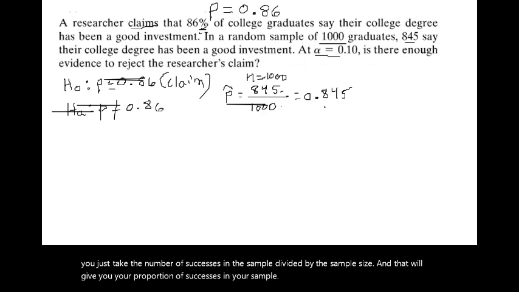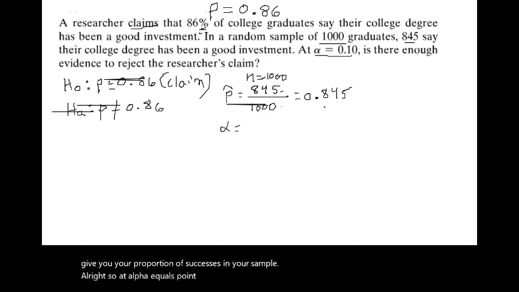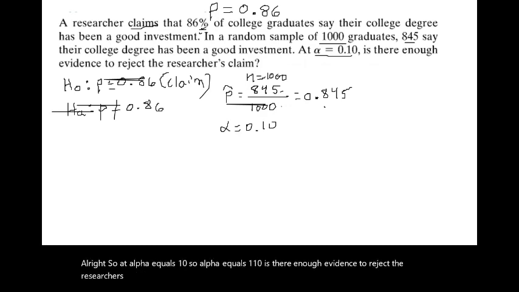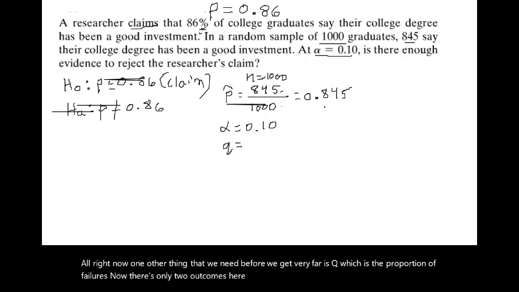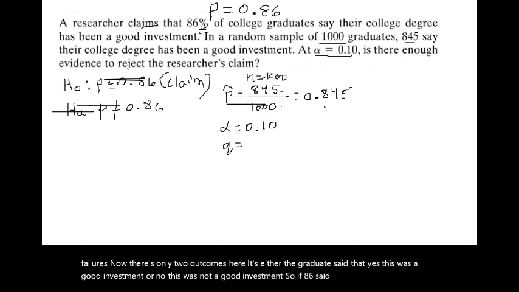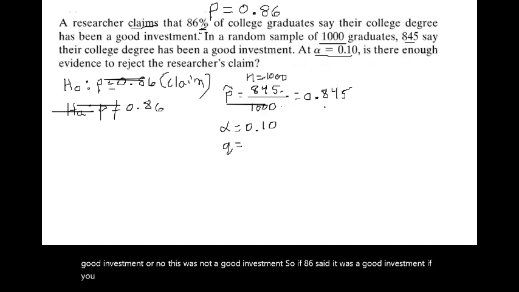All right, so at alpha equals 0.10, is there enough evidence to reject the researcher's claim? Now, one other thing that we need before we get very far is q, which is the proportion of failures. There's only two outcomes here: either the graduate said yes, this was a good investment, or no, this was not a good investment. So if 86% said it was a good investment, 1 minus 0.86 gives the proportion of failures as 0.14.